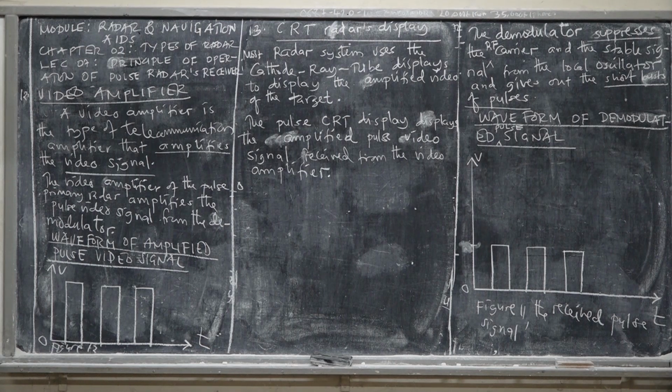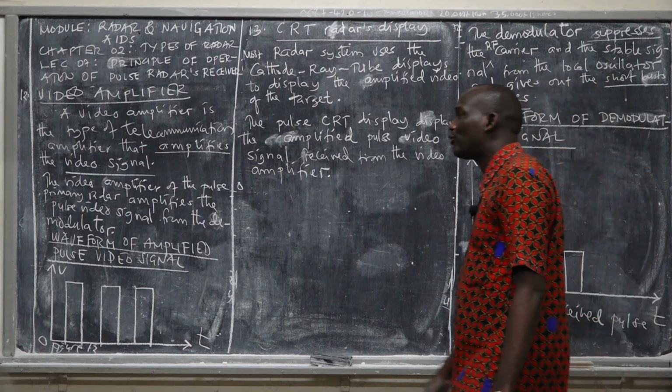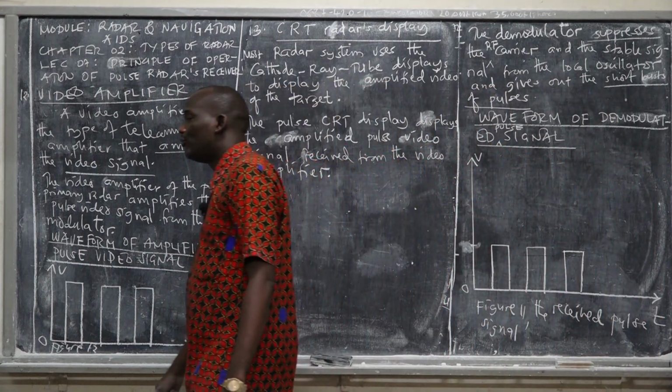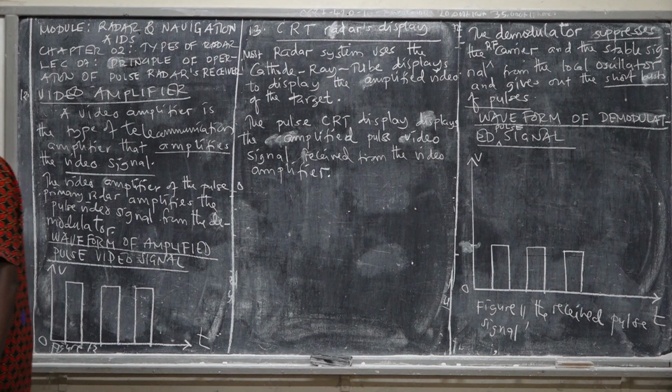So you are reviewing the previous notes. You have already forgotten. Low noise amplifier? Intermediate frequency amplifier? Video amplifier. Then you didn't recall the other type, the first type of amplifier, which we covered in the transmitter. It's called the RF high power amplifier.